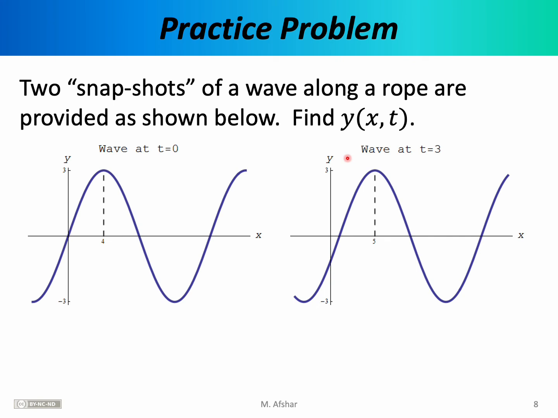Now, much of the information that we need to write down the function is not explicitly provided to us. Remember that we need to calculate things like the amplitude, the phase constant, the wavelength, and the period of the wave. So we have to calculate these different parameters indirectly based on these two snapshots.